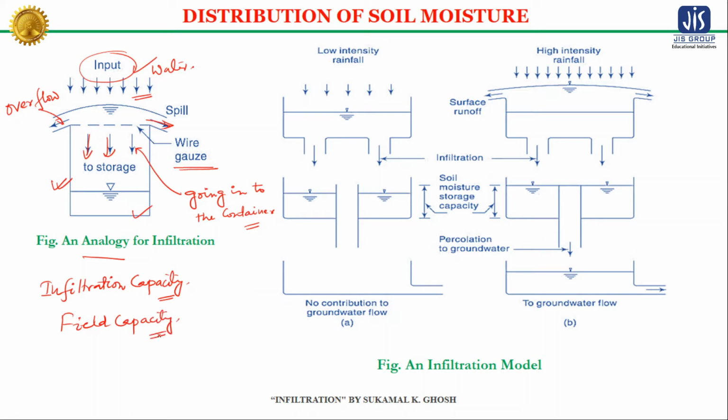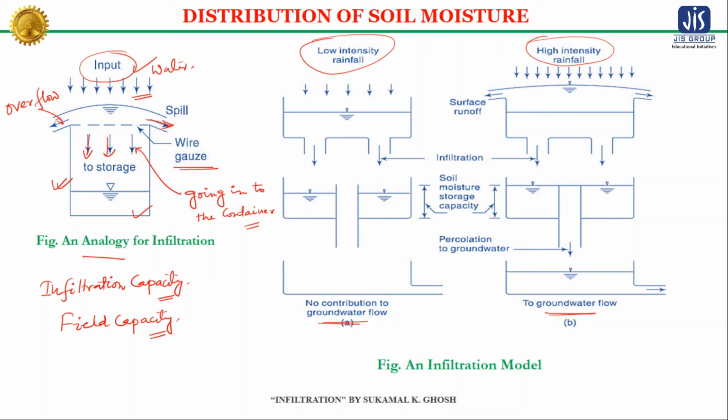Okay, which means the volume of water that the ground can hold. Now if you consider a high intensity rainfall and a low intensity rainfall, then you may find a high intensity rainfall will contribute to the groundwater flow, but a low intensity rainfall does not contribute to the groundwater flow. This is because when a high intensity of rainfall occurs, it contributes to the infiltration first, and since the intensity of rainfall is high, the soil reaches its maximum capacity easily.